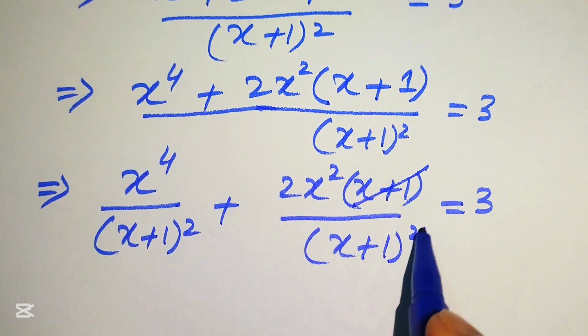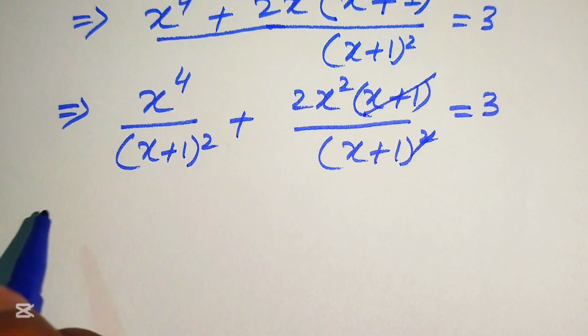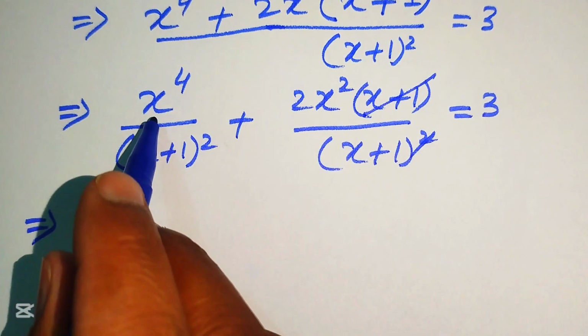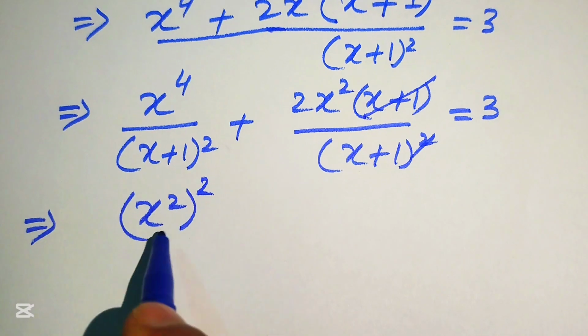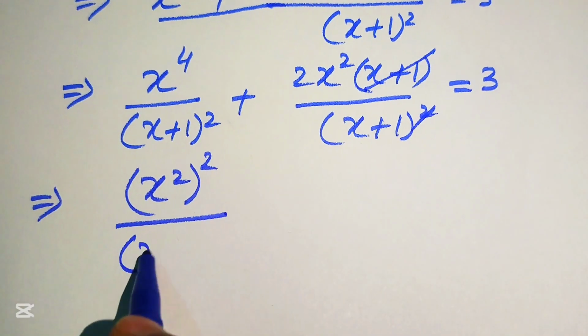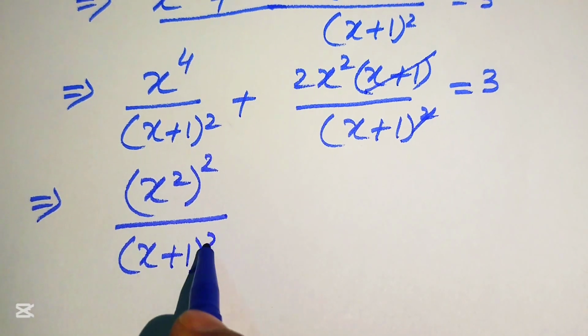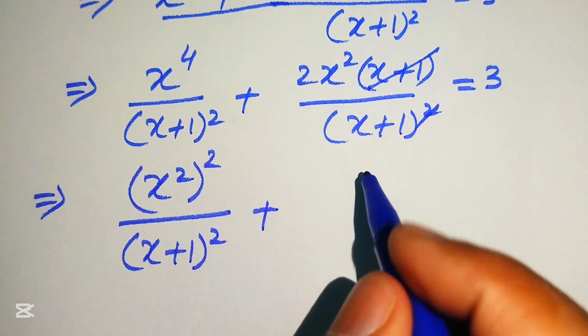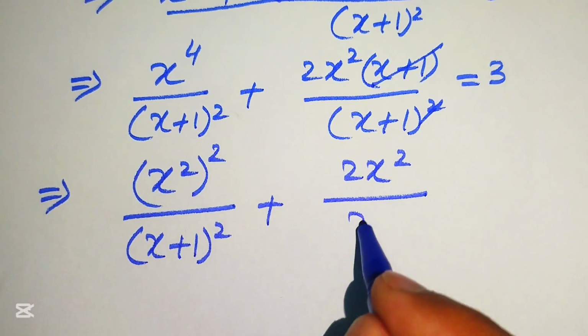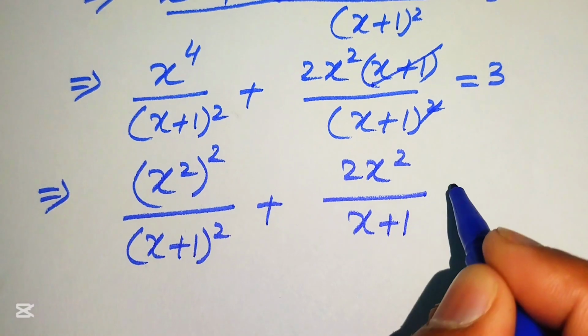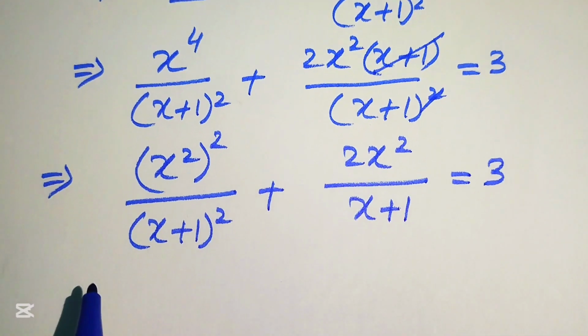So this x plus 1 is cancelled out by this x plus 1, and here we write this x to the power of 4 as x square and its whole square divided by (x plus 1) whole square, and plus here we get the remaining term, 2 times x square divided by x plus 1, and this is equal to 3.